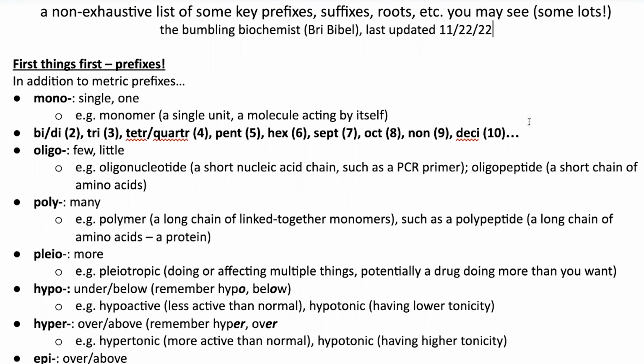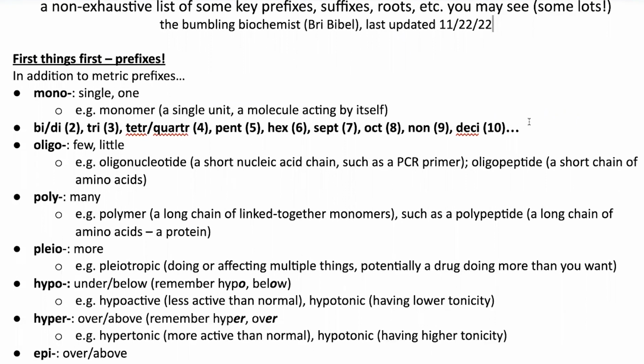You can also talk about a monomer when it just has a single copy of a protein working by itself and not needing any other helpers, or not working with another protein. If it was working with another protein, we could call it a dimer. So di and bi, these mean two, tri is three, tetra, quadr, four, pent, five, six is hex, seven is sept, eight is oct, nine is non, and 10 is deca.